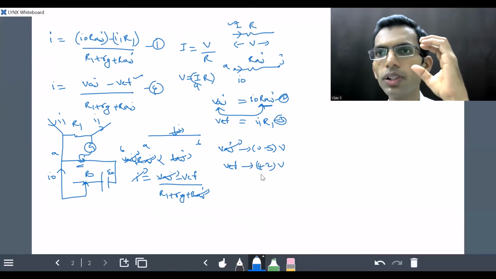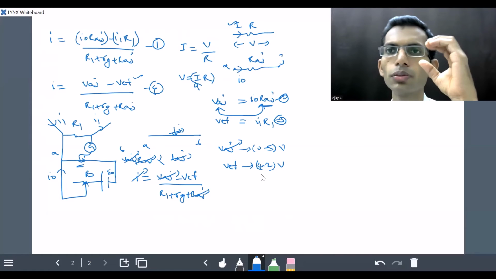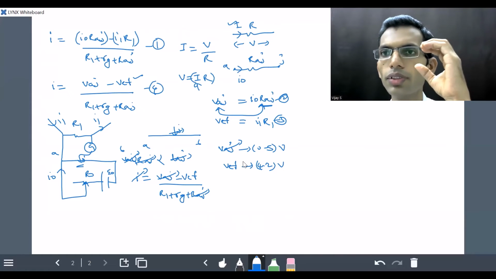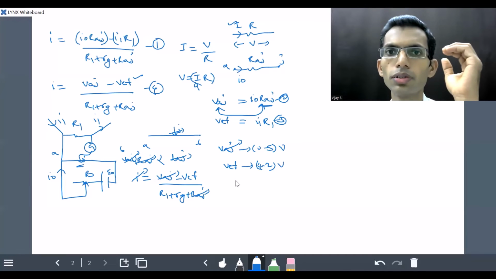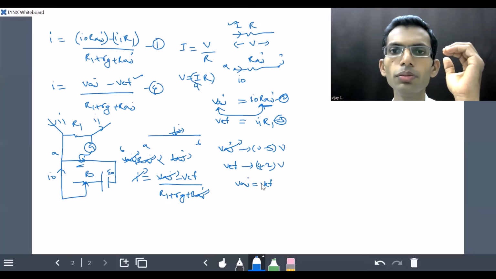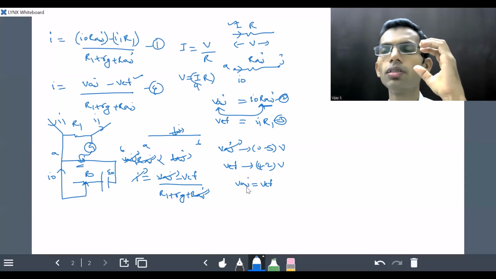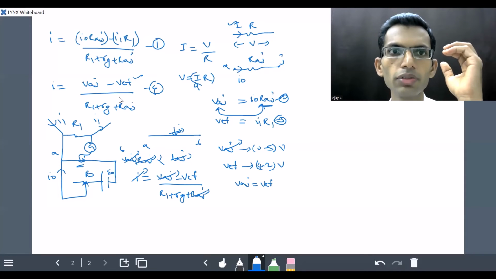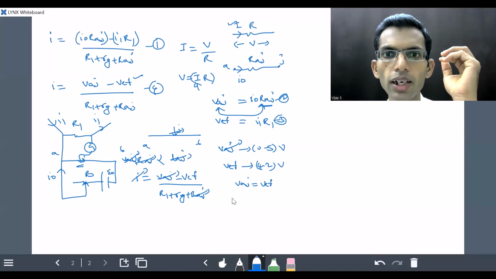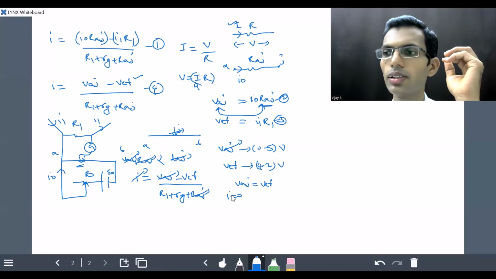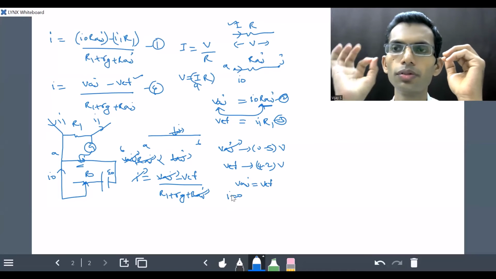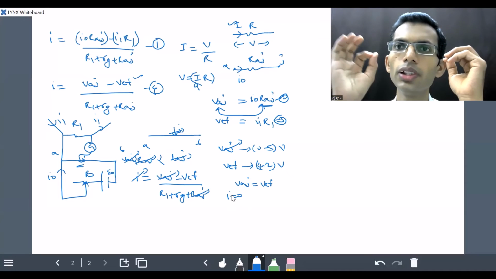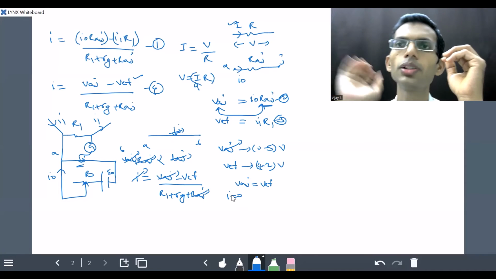That means for a particular position of the moving contact, VAJ becomes equal to VF. When these two become equal, what happens? From equation 4, you can see current becomes 0. So when VAJ becomes equal to VF, current becomes 0.